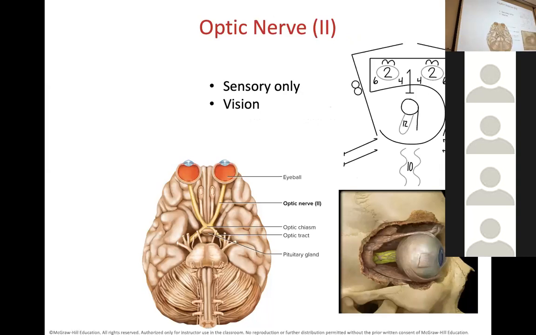Number two is the optic nerve. Also pretty easy to remember. It's only sensory and it deals with vision. So 1 and 2 are very easy to remember and pretty easy to understand. You can see number 2 here where the eyes are. It's only sensory. There's several nerves that deal with the eyes. This is the easiest of them. Okay, that's number 2.